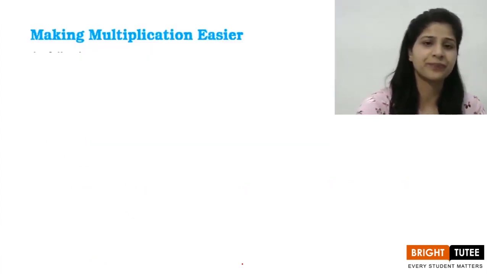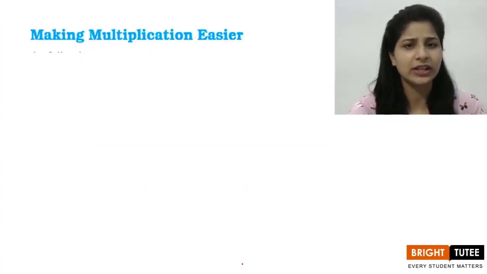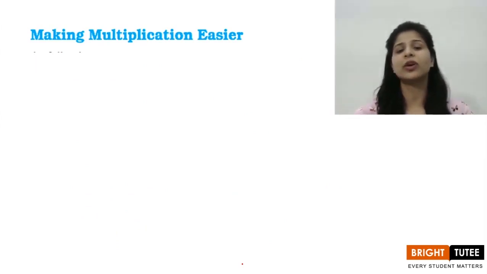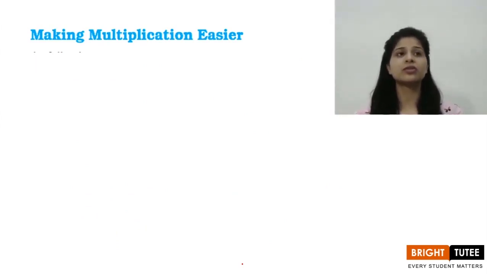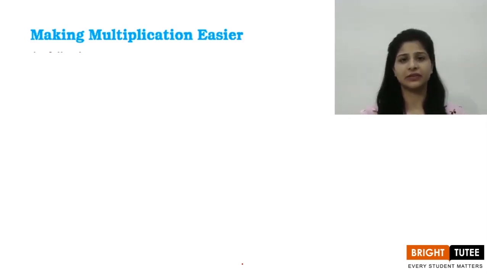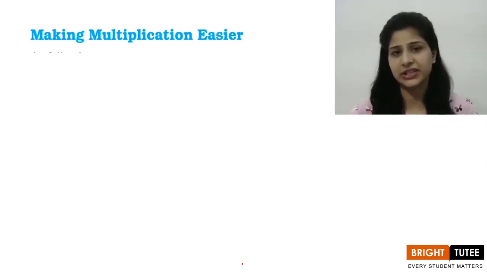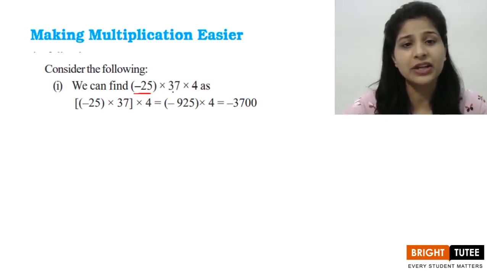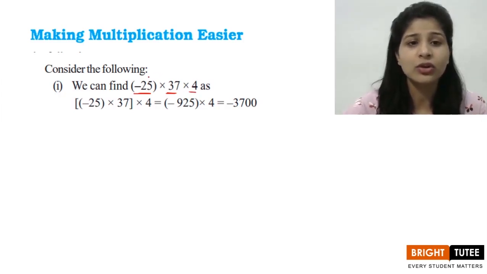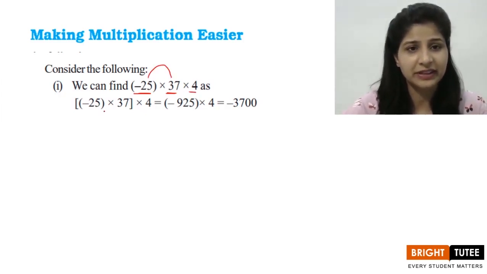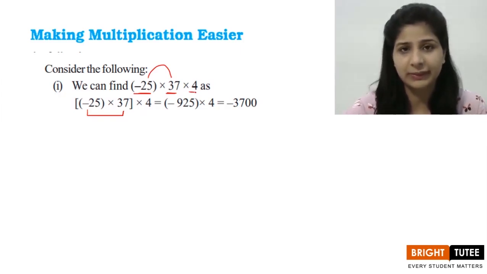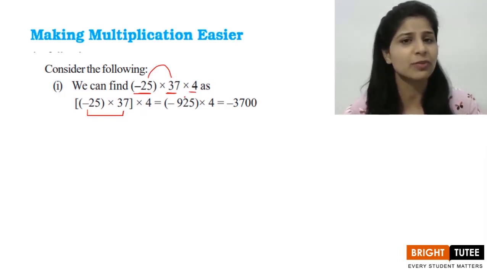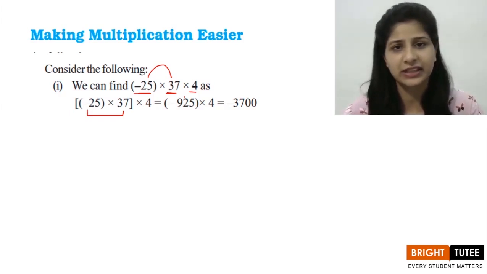Clear? Let's make our multiplication easier. How do we do it? So what we are going to do in this one, beta, we are going to figure out by multiplying which two integers we get a number which is easy to multiply with the third one, to make the multiplication easy. Just see here the first one. So we can find minus 25 into 37 into 4. What you can do? You will multiply minus 25 with 37 as written here, and then you can multiply it with 4. Because in multiplication you can multiply any integer first with another one. That doesn't make any difference.